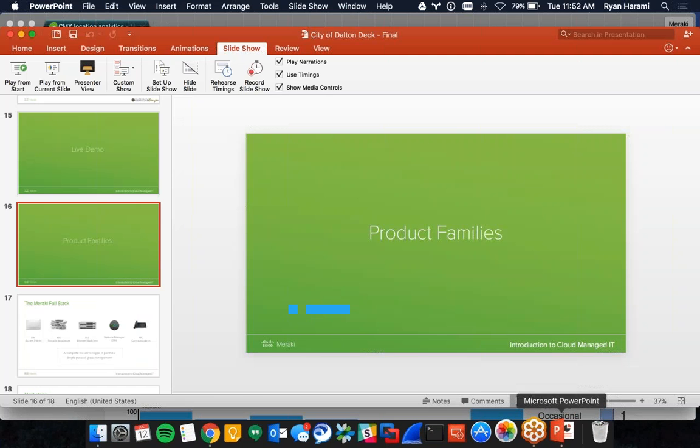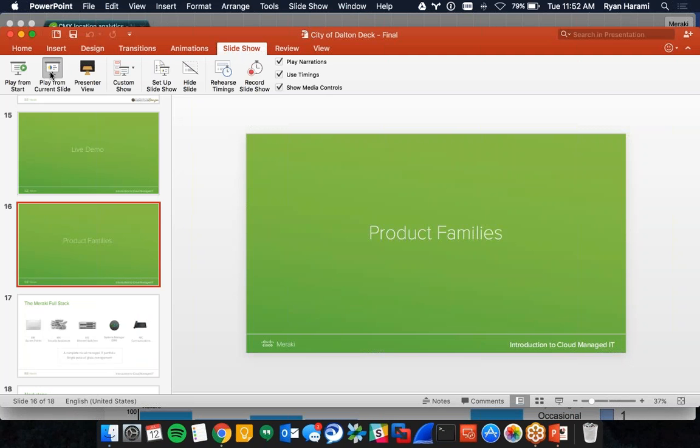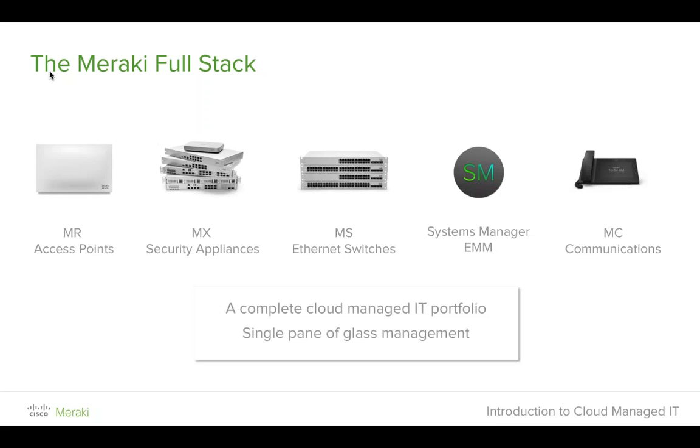So I'm going to jump back over into the PowerPoint here, and again, I'll just really quickly cover an overview of our product families, and you've heard me talk about these so far. So we do have access points, security appliances, switches, Systems Manager, which is of course enterprise mobility management, and of course the Meraki phone, which is our brand new product portfolio. So we do have a complete cloud managed IT portfolio, all managed through that dashboard that we just saw.